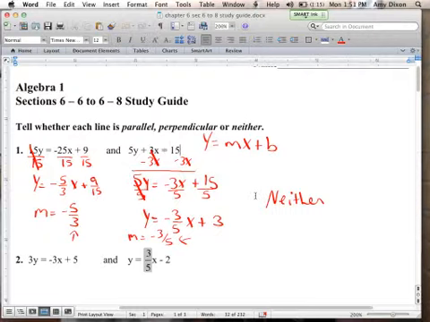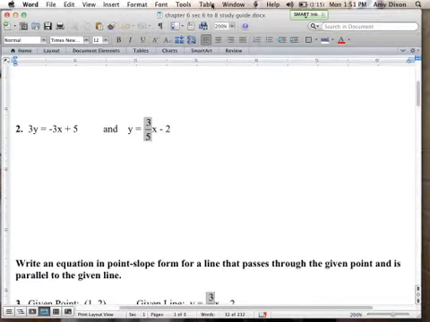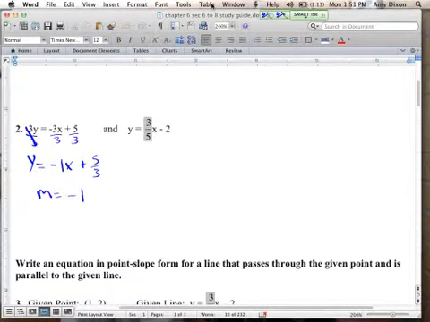The important thing on these problems is to make sure you get it into the appropriate format, y equals mx plus b. So let's look at number 2. Okay, number 2, we need to get it in y equals mx plus b form. On number 2, we have a 3 with the y. So we're going to get rid of that by dividing everything by 3. So we get y equals negative 3 divided by 3 is just negative 1x plus 5 over 3. So our slope then on this problem is negative 1.